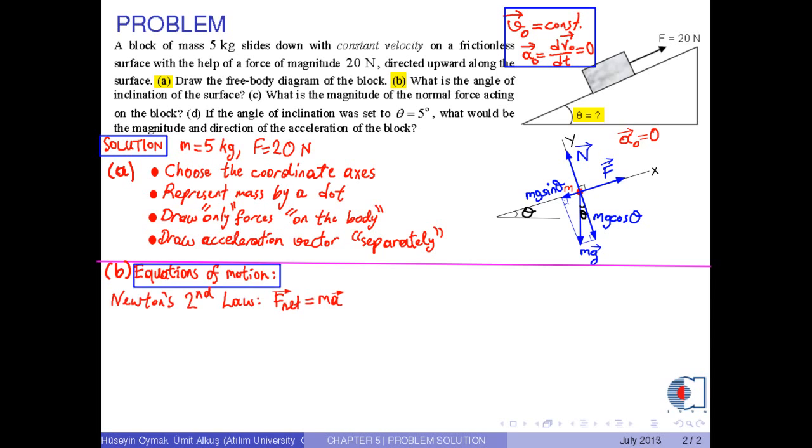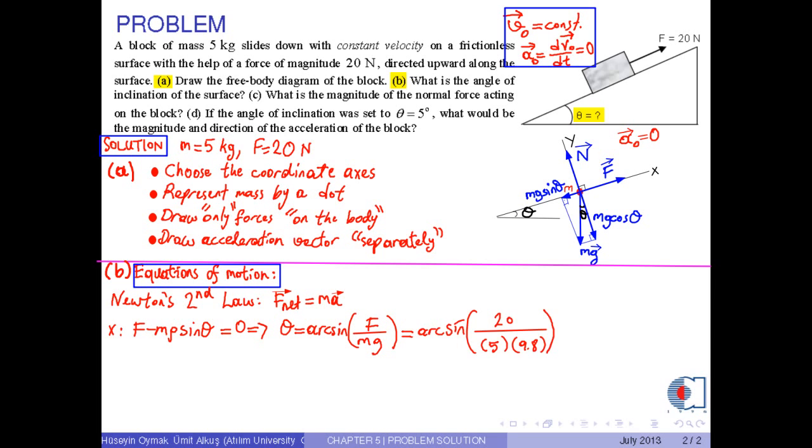First, we write the equations of motion. By means of Newton's second law, that is, F net equals m a, the equation of motion along the x-axis becomes F minus m g sine theta equals 0, since the acceleration along the x-axis is 0. From this, we get an expression for theta. With the numerical values, we obtain 24.090 degrees, which is approximately 24.1 degrees in three significant figures.